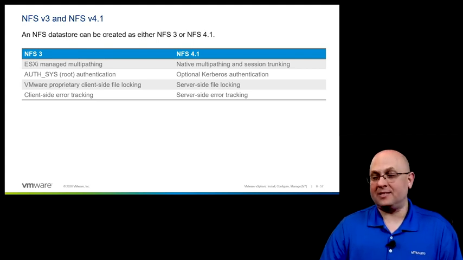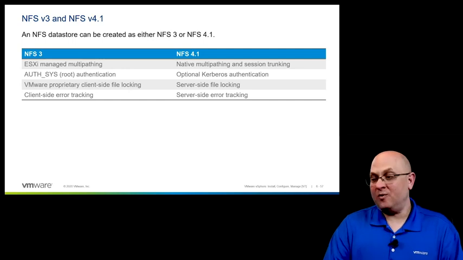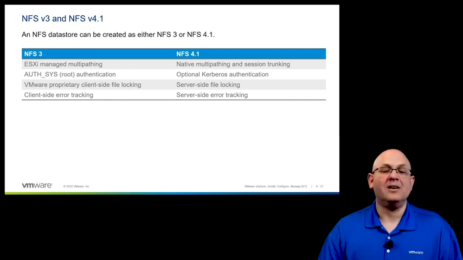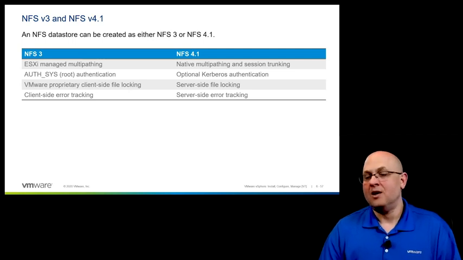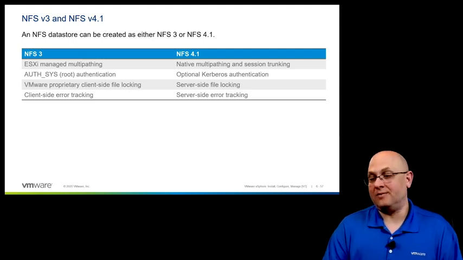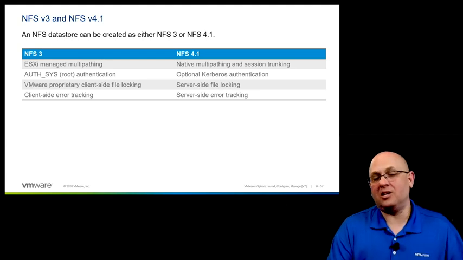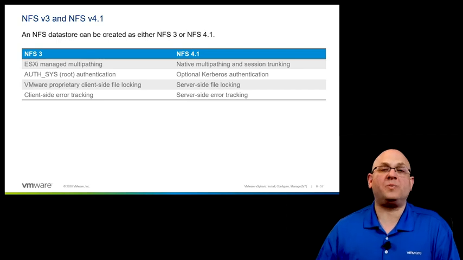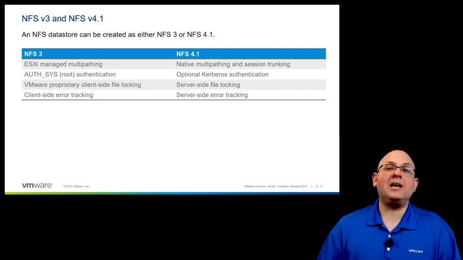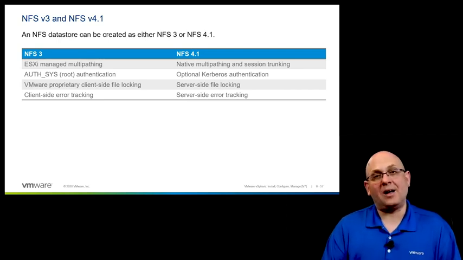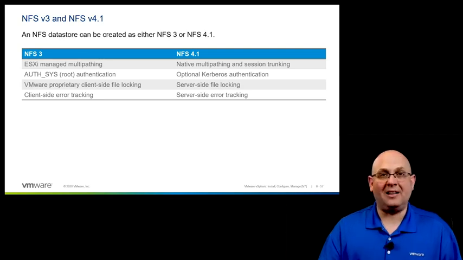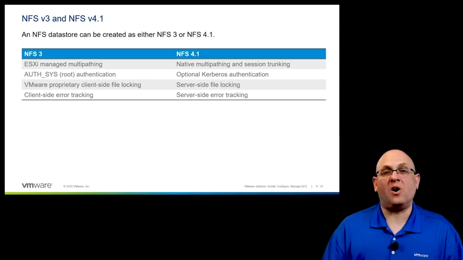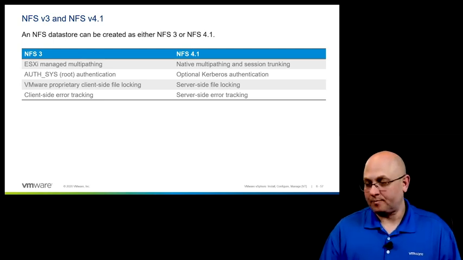Now, on the other hand, with NFS 4.1, there is native multipathing and session trunking solutions for NFS 4.1 that we can utilize. And we'll actually show you how to do that from the ESXi side of things itself. In addition to authsys or root authentication, we can also use Kerberos-based authentication by creating a service account in Active Directory and using that service account to authenticate against an NFS file export. That's actually configured on the ESXi side of things.